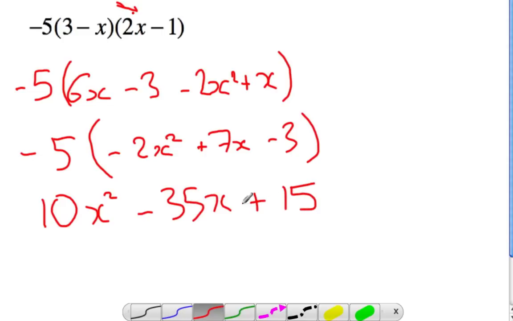Now, doing these, you should not be grabbing your calculator. All the ones that we do, you should not have a calculator for. This is non-calculator.